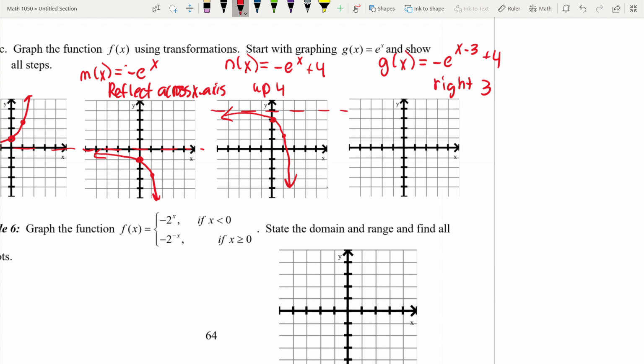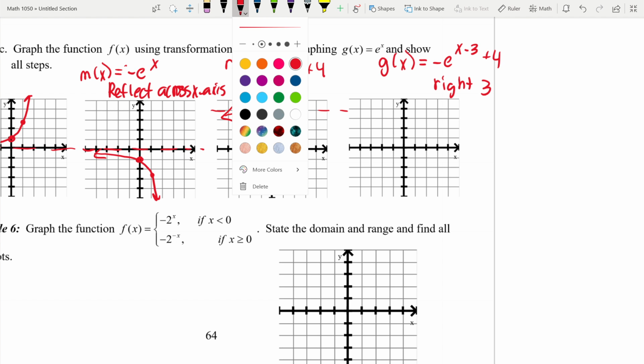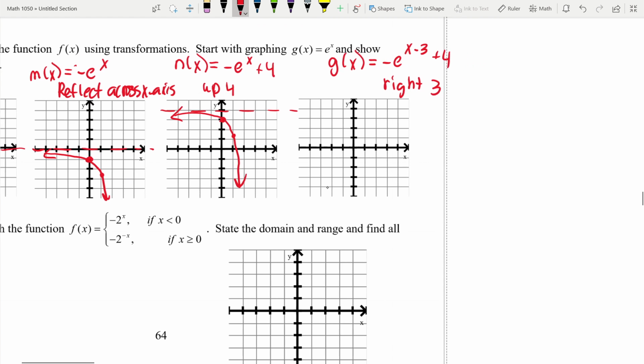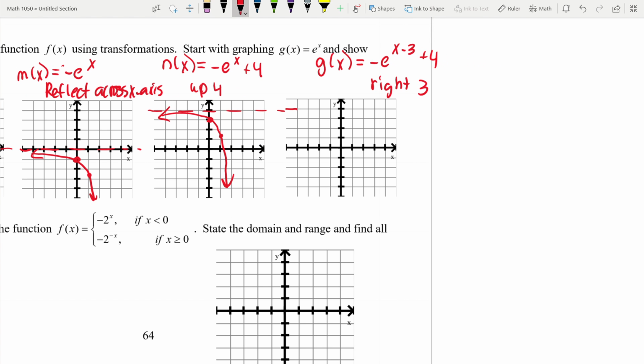I would love to put this on the next quiz. Does a shift to the right change a horizontal asymptote? Yes or no? No. Doesn't change it. So it's still at 4.